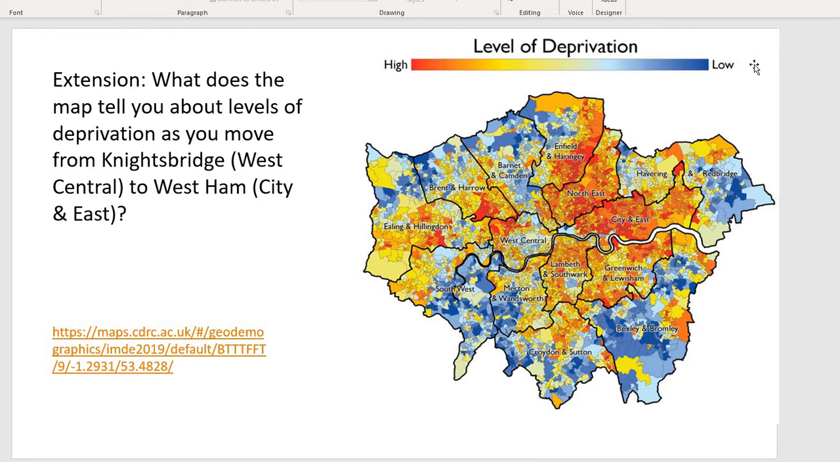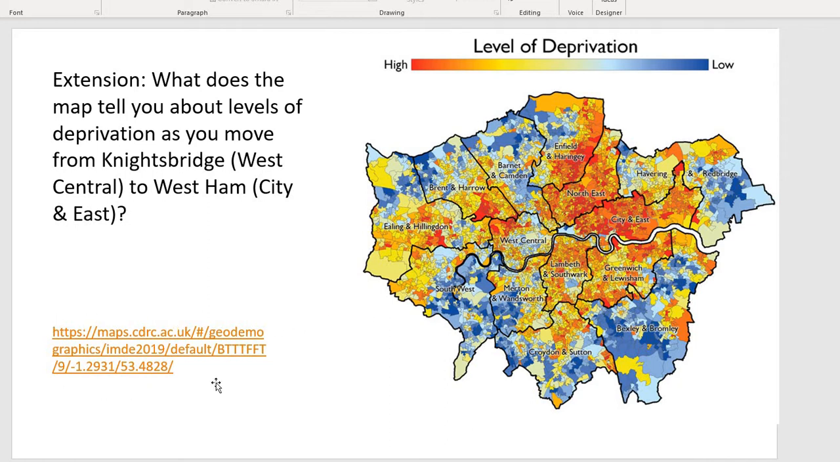Don't get confused by low and high. Remember, deprivation is when you don't have something. So the people with high deprivation are the people who are worst off, and the people with low deprivation are the people who are best off. Now, Knightsbridge is here in this west central area, and we can see that it is shaded in the blue colours, whereas Westham is in this area, city and east. We can see a very different picture. We've got the red colours, so we can see how that level of deprivation is changing as we move from west to east.